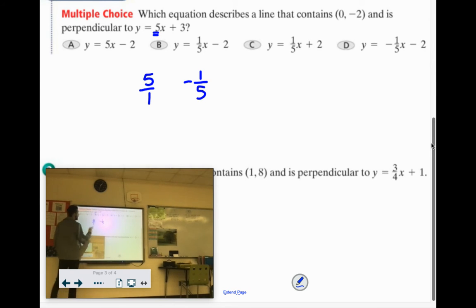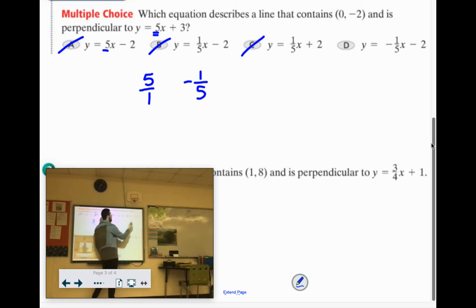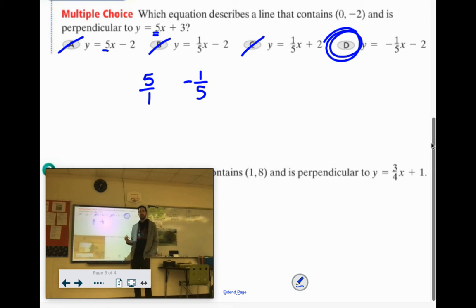Which ones do not have a slope of negative 1/5? This one's out because the slope is 5. This one has positive 1/5. We need it to be negative 1/5. This has positive 1/5. We need it to be negative 1/5. This one has negative 1/5. Yay!